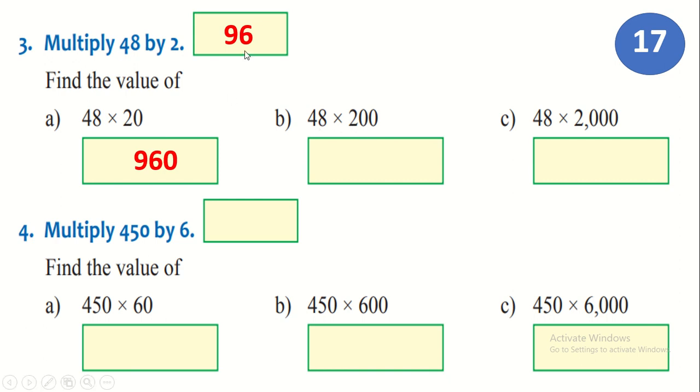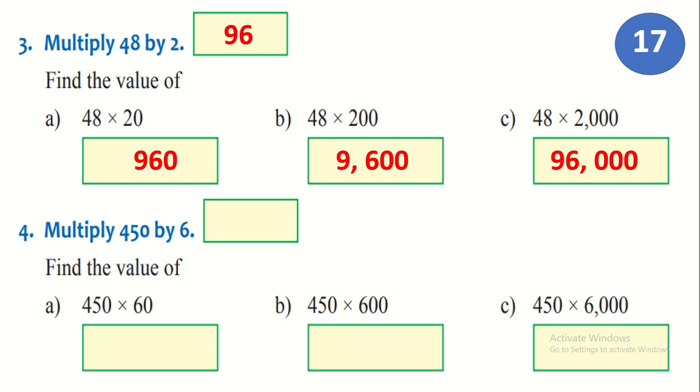For the next one, 48 times 2 is the same, 96, and then 2 zeros are added. The answer is 9,600. Correct, students? Now letter C is 48 times 2,000. First you say 48 times 2, the answer is 96, and then you add 3 zeros for 2,000. The answer is 96,000. Correct, students?